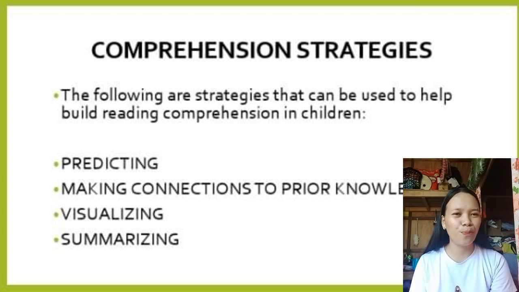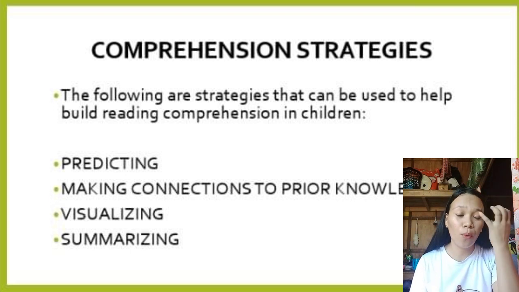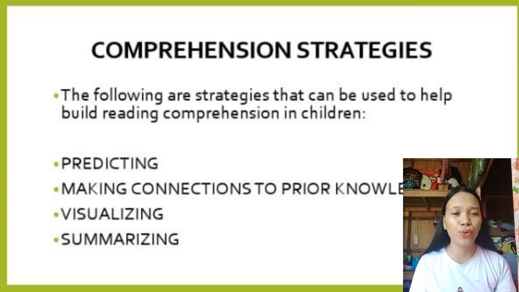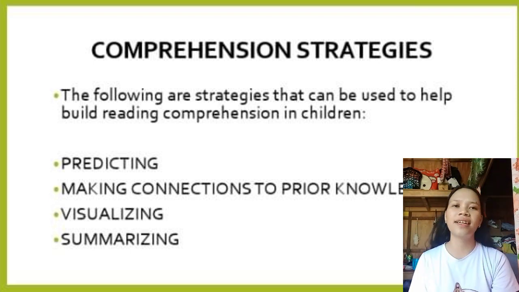The second strategy in comprehension is making connections to prior knowledge. Making connections to prior knowledge involves connecting a new idea to knowledge and experiences already known. It requires getting children to relate their own experiences to something in the story. The goal is to get children to use their prior knowledge to help make sense of the text they read. That is the second strategy.